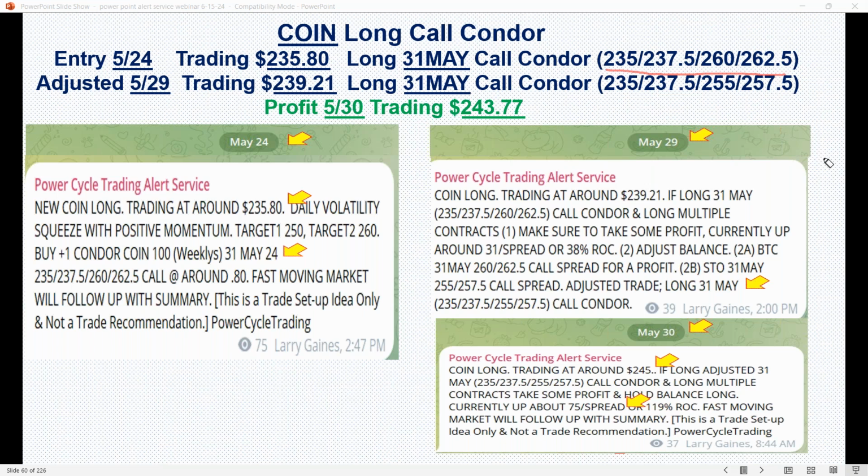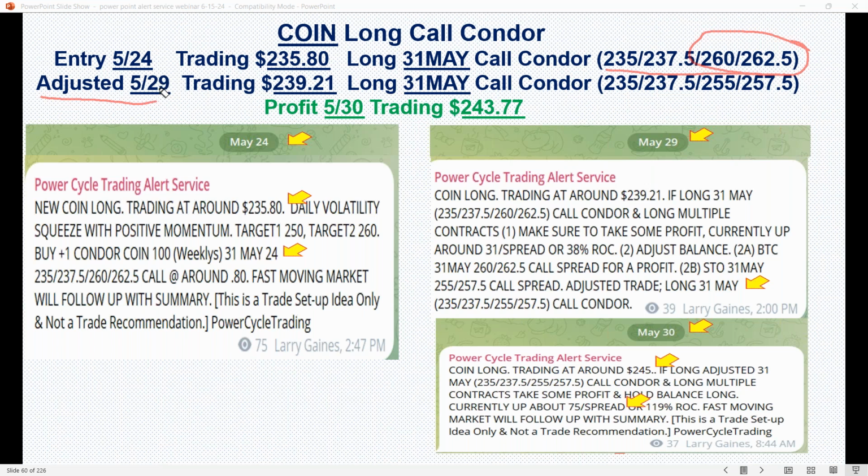And then on this one we did an adjustment because it came down. We were able to cover our credit spread for a profit, reduced our risk, and reduced our costs on the debit spread side. So then we had this adjustment. I'll send these out to you. If you want to do it, you can. If not, you don't have to, obviously.